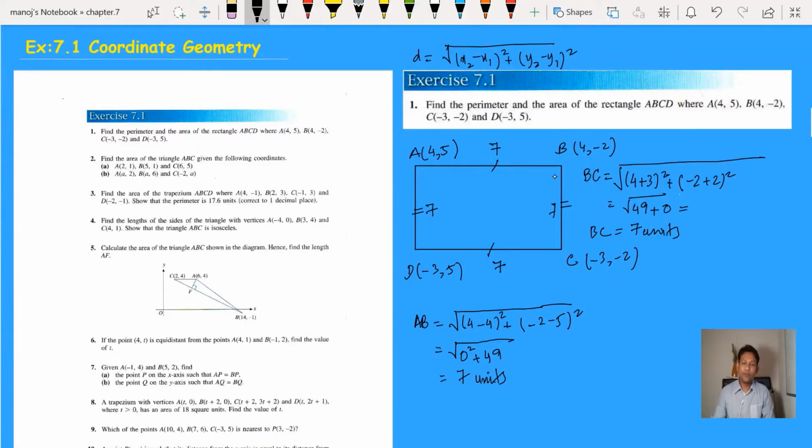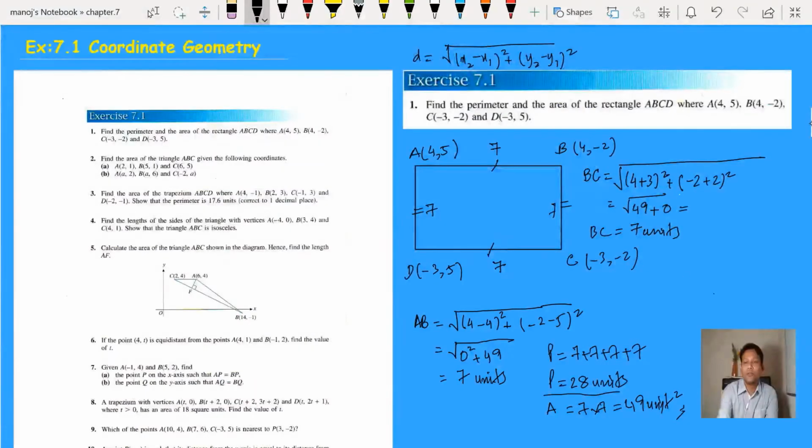Now when you want to find the perimeter, you add all the sides: 7 plus 7 plus 7 plus 7, or you can write 4 times 7, which is 28. So you can write 28 units. This is the perimeter. The second thing we require is to find the area. Area means length into breadth, or length into length, that is L square. So 7 multiplied by 7 is 49 unit square, and we have done it. This was a very simple question, an application of the distance formula.